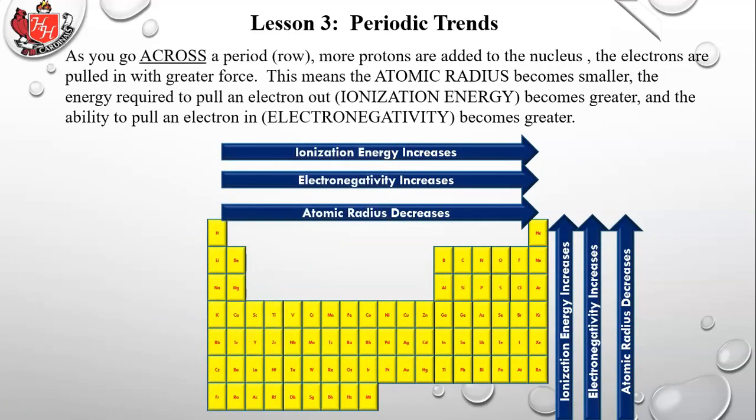Okay, as you go across a period, that is a row, more protons are added to the nucleus. The electrons are pulled in with greater force. This means that atomic radius becomes smaller. The energy required to pull an electron out of that atom becomes greater. That's the ionization energy. And the ability of that atom to pull an electron in from the outside, that's electronegativity, becomes greater. That's as you go to the upper right-hand corner of the periodic table.